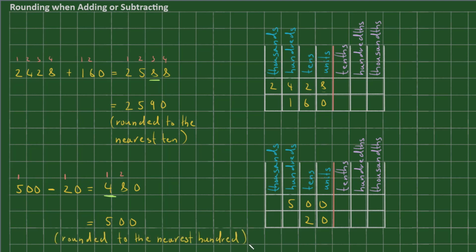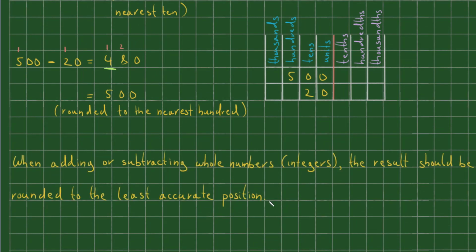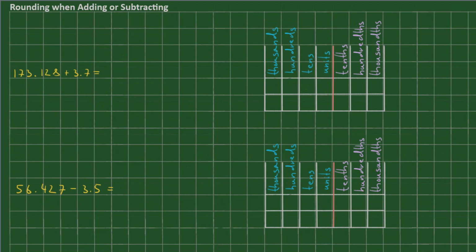All right, I'm going to recap the rule, and for that I'm going to scroll down a little bit, and I'm going to state once again that when adding or subtracting, the result should be rounded to the least accurate position. Now, so far, I have looked at whole numbers only. How does this look when I start using decimal numbers? So here are two more problems. Again, I suggest you pause the video and try solving them yourself first.